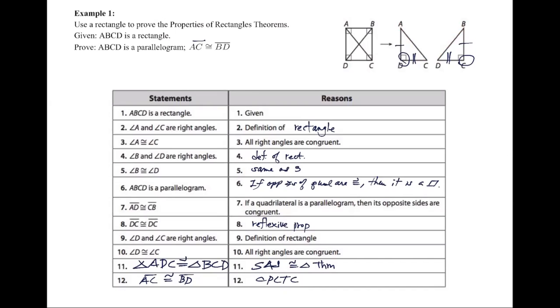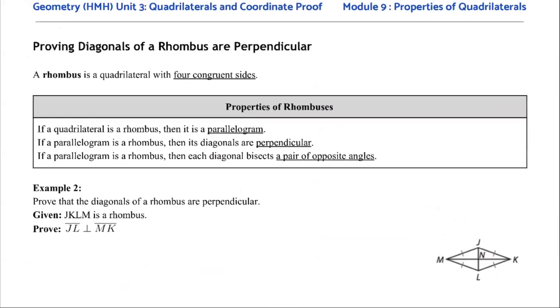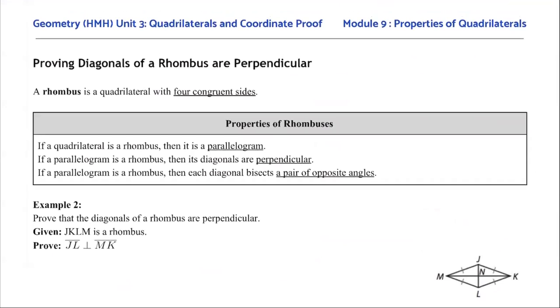Okay, let's move on to the second phase of this particular lesson. We're talking about the rhombus. A rhombus by definition is a quadrilateral with four congruent sides. Given that, we are supposed to figure out the following properties. If the quadrilateral is a rhombus, then it is a parallelogram.